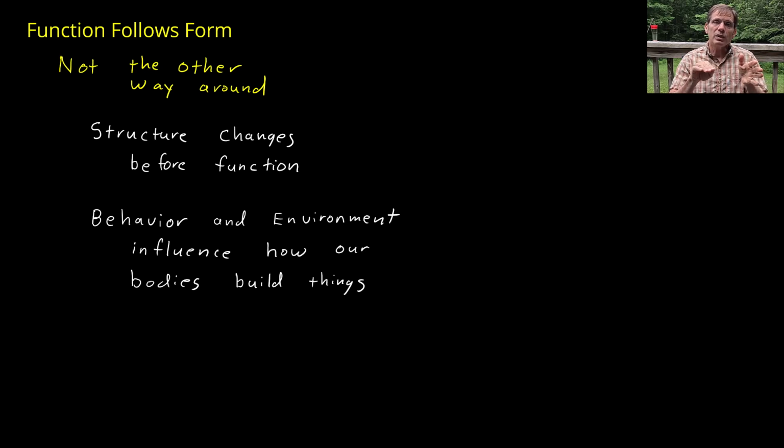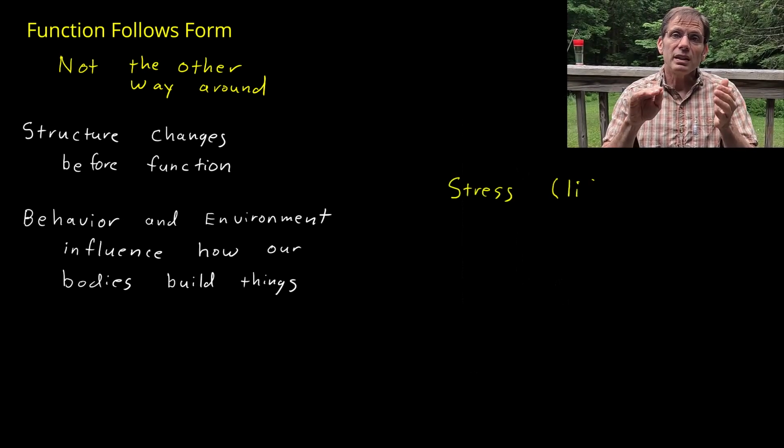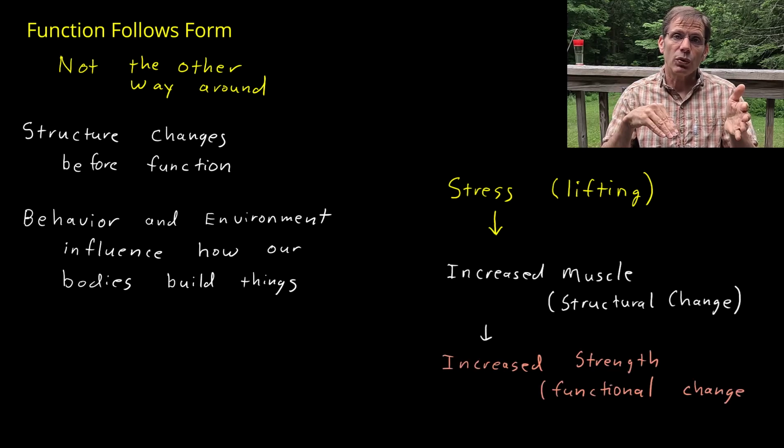When a bodybuilder lifts heavy weights, their muscles get bigger and they get stronger. Lifting heavy weights sends a signal to our bodies that we need to get stronger, and they do that by building more muscle. But we get stronger after the muscle is built, not before. Function still follows form, but our behavior influences how our body puts itself together.